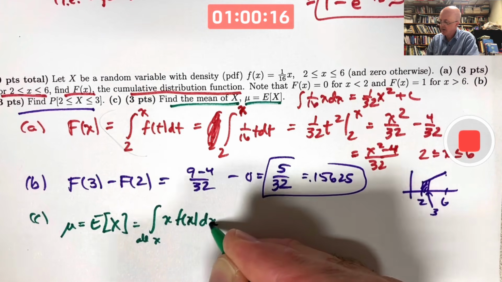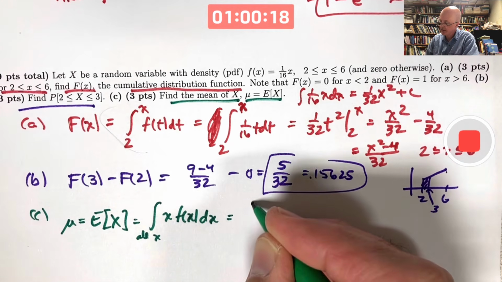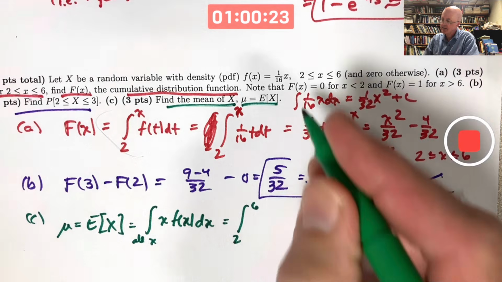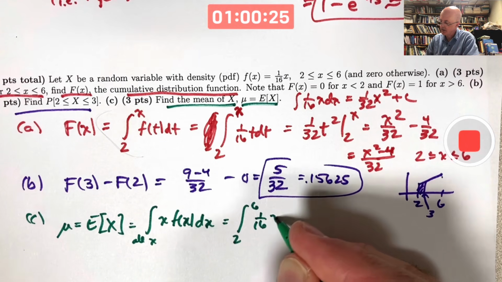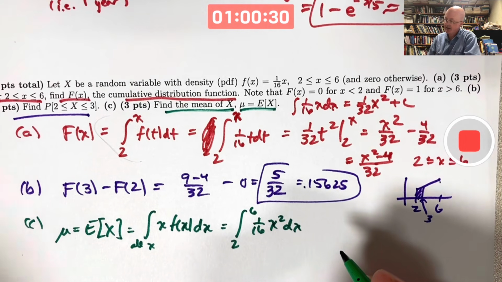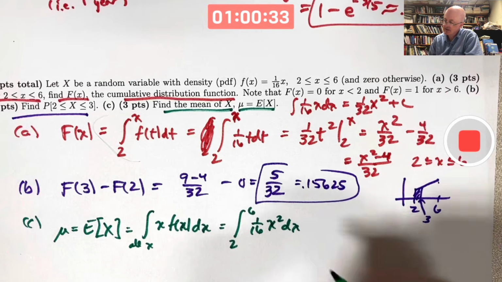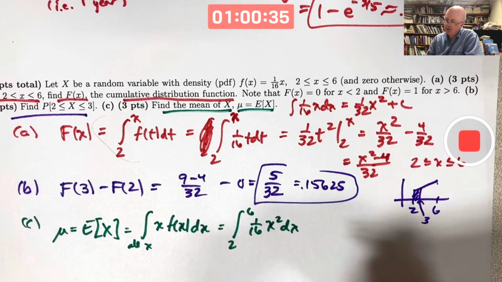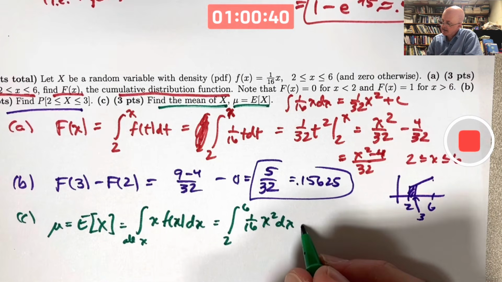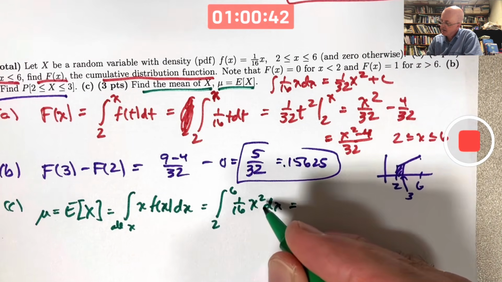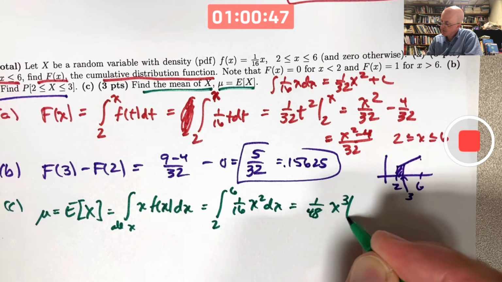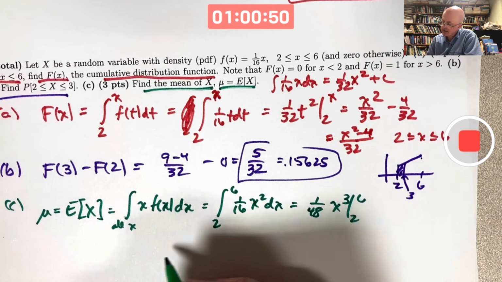Over all x where little f is positive means we're going to ultimately integrate from 2 to 6 in this example of x times this, which will be 1/16 x squared, right? You integrate over the entire domain where little f is positive, x times little f. You don't do what we did in part A. And let's see. Do the integral now. This is going to be divided by 3, 1/48 x cubed from 2 to 6.